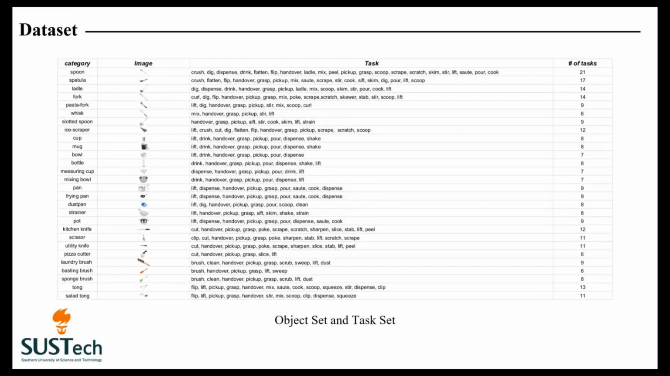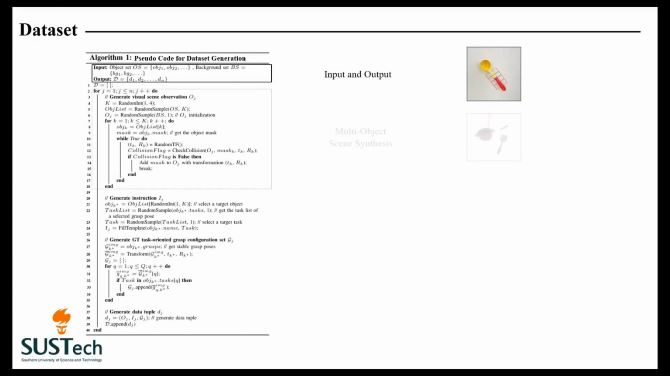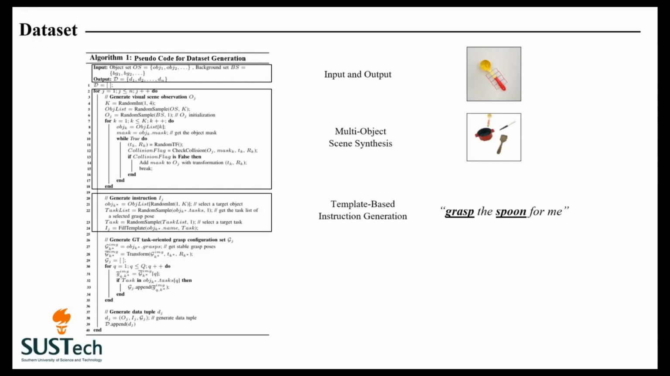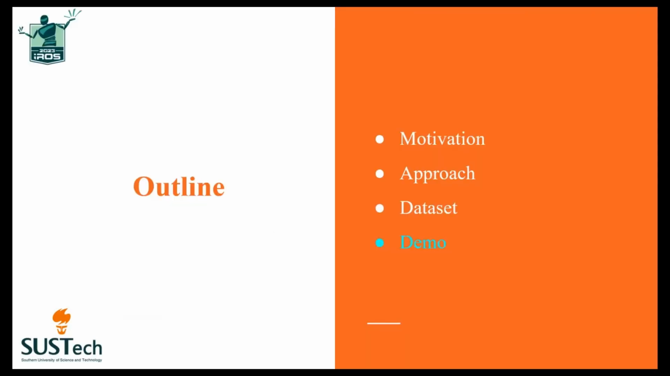Here, we provide the full object set and task set used in the creation of our custom dataset. Here is a pseudocode for data generation. Finally, we present real-world robot demos to showcase the effectiveness of GrassClip.